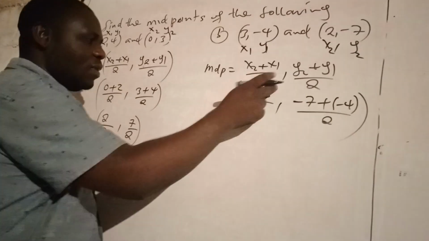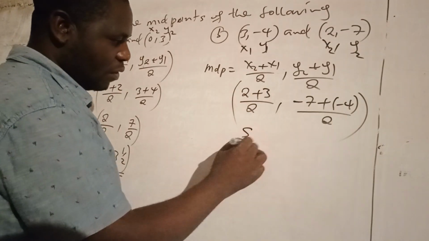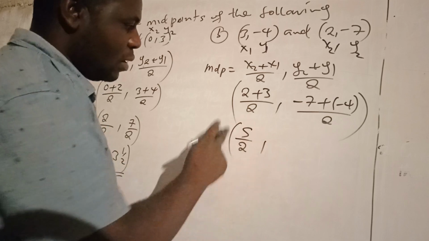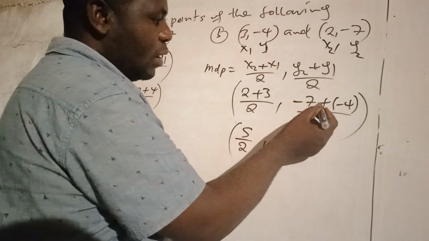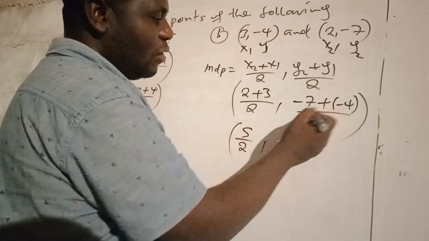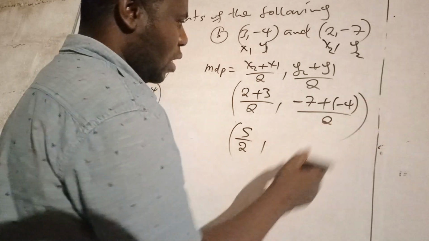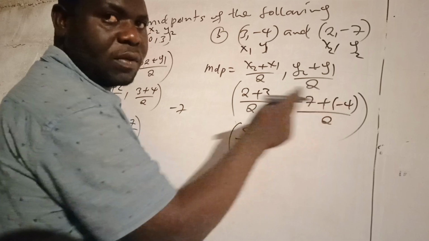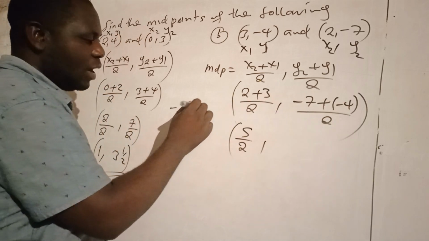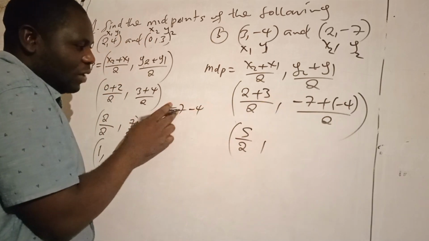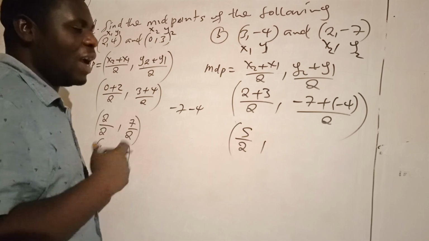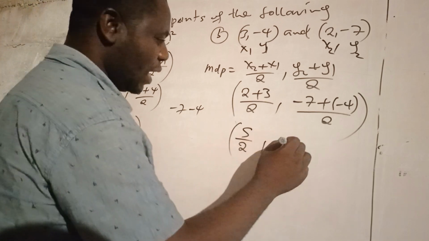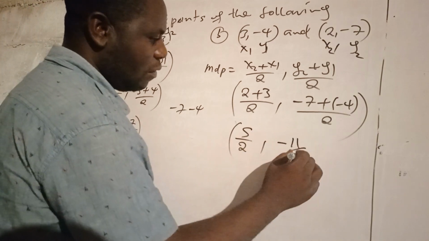So I'll say 2 plus 3, the answer is 5 over 2, comma. Okay, again, as you can see the signs are testing each other, so I'll find the example like this: negative 7, so negative times positive, the answer is negative 4. So these are the same sign, as you can see, which means I'm going to add and maintain the same sign. So I have negative 11 over 2.